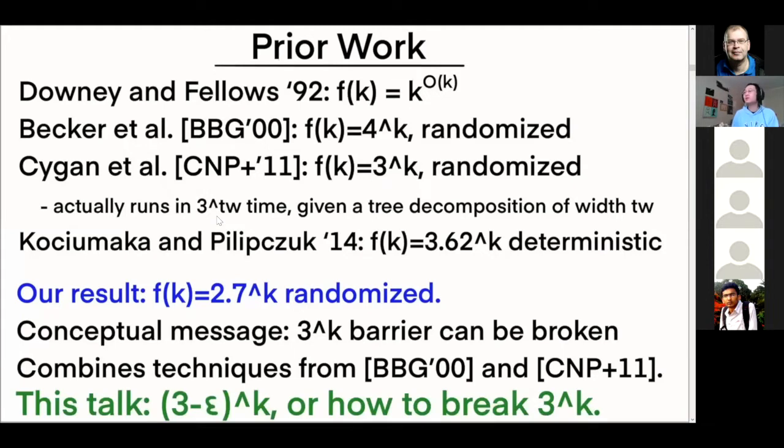Okay. So for this talk, we'll just be focused on getting a 2.999^k algorithm, or just how to break 3^k. Getting 2.7^k requires more technical details that I won't have time to go over in this talk. But hopefully, the goal of this talk is to give a more or less self-contained algorithm to beat 3^k, and see what techniques we use to break this 3^k barrier. So this epsilon will be very small, but again, the goal is to establish a conceptual message that we can beat 3^k.